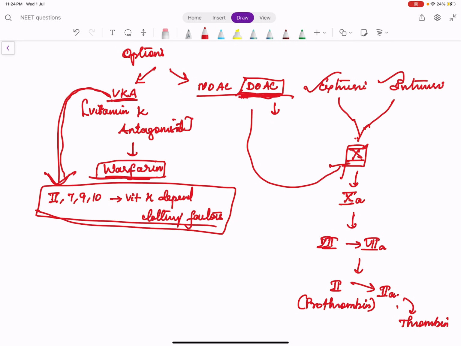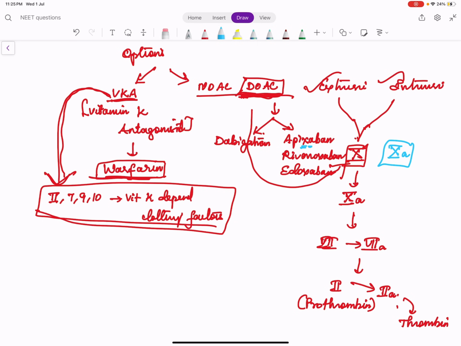So what are the drugs which are available? Apixaban, rivaroxaban, edoxaban, and another drug is dabigatran. Even if you get confused with the name in the exam, just see the clue here, XA. XA is nothing but 10A, activated factor 10A. So apixaban, rivaroxaban, edoxaban all have XA in their name. So these three drugs directly inhibit factor 10A.